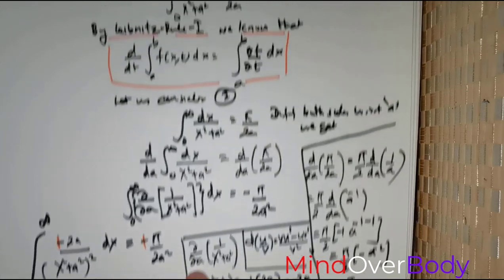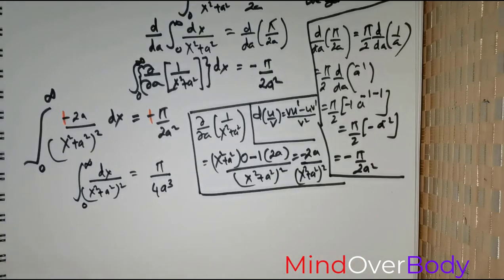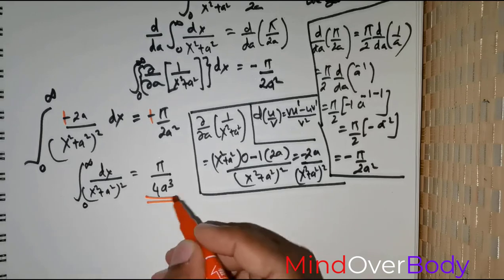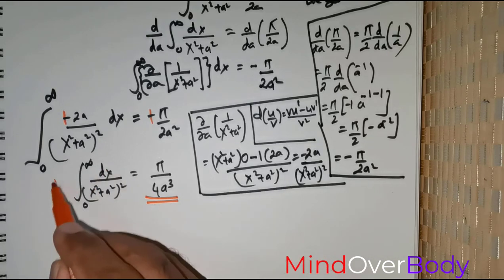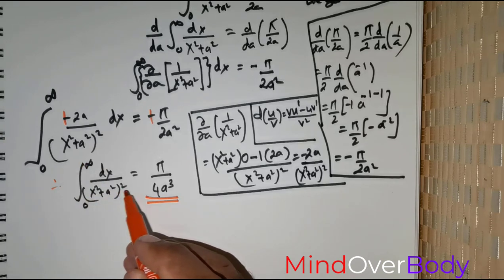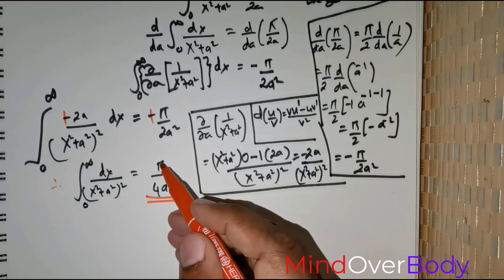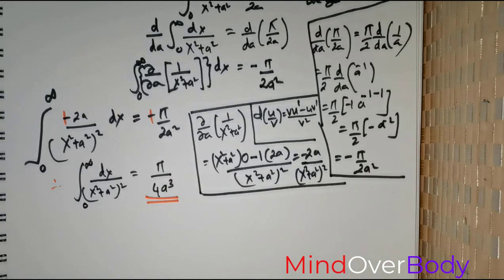Now what is this? This is exactly what was asked, right? And we have got the outcome. This is a good place for us to draw the red line. And subsequently, to conclude, therefore, integral 0 to infinity dx over x squared plus a squared raised to the power of 2 has been found to be pi over 4a cubed. So that's a good place for us to stop, students. So this is Leibniz Rule number 1.